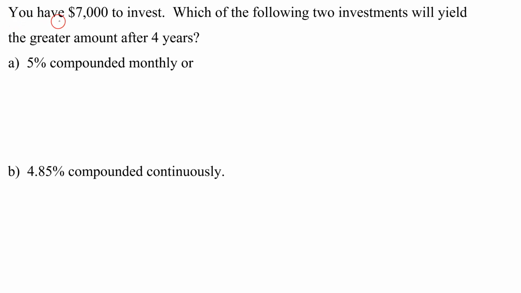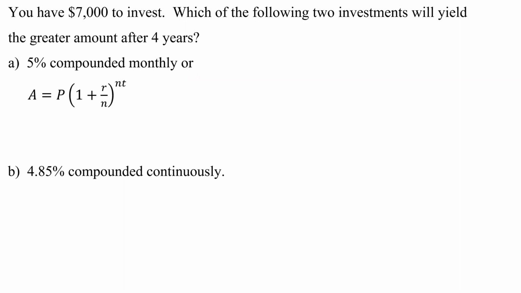In this problem, you have $7,000 to invest. Which of the following two investments will yield the greater amount after 4 years? Either 5% compounded monthly or 4.85% compounded continuously. We're looking at the first case of 5% compounded monthly.